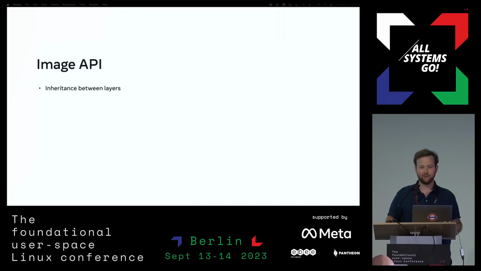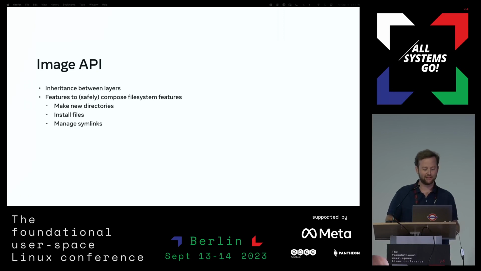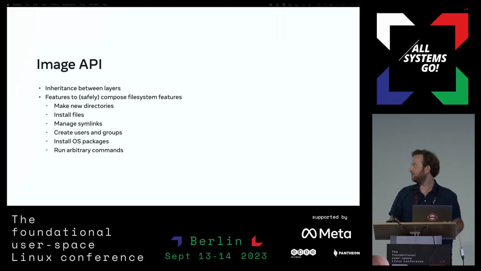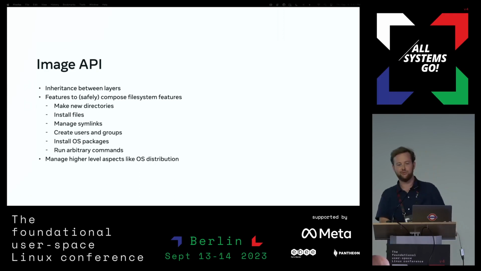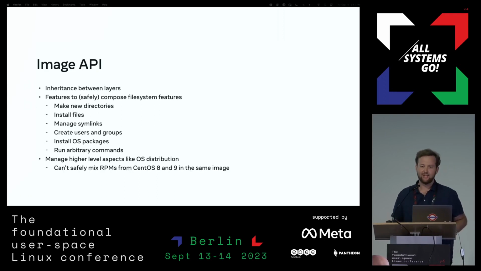Some of the things that we need to be able to express in this API are inheritance between different images, a set of features to safely compose file system features where we can, like files, directories, symlinks, users, OS packages, and then sometimes you have to run arbitrary user commands. And we want to manage higher level aspects of OS distributions that we don't really want our users to care too much about. Like it's not safe to mix CentOS 8 and CentOS 9 RPMs in the same image, something that people try to do.